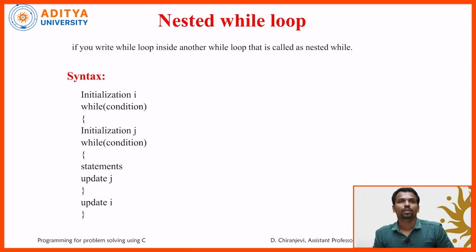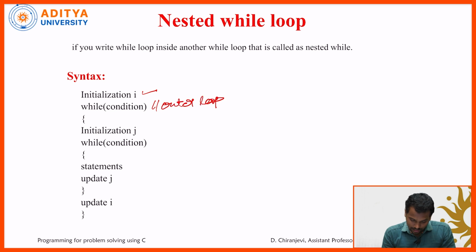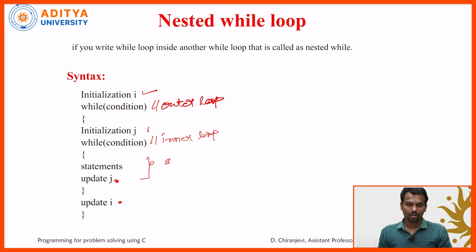So nested while loop: if you write a while loop inside another while loop, it is known as a nested while loop. So initialization will be there, the initialization of the outer loop. Then the outer loop condition. So this is the outer loop. Then inside the outer loop we are initializing the inner loop, and then we are writing the condition for the inner loop, and then the statements of the inner loop, and we are updating the variable of the inner loop, and then we are updating the initialization variable of the outer loop. So this is the syntax of nested while loop.